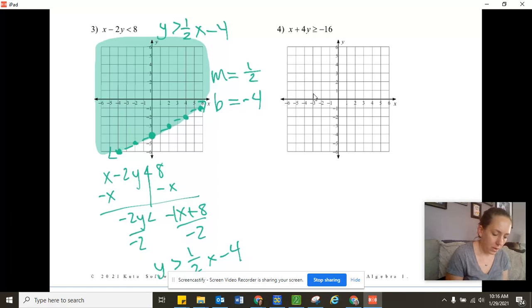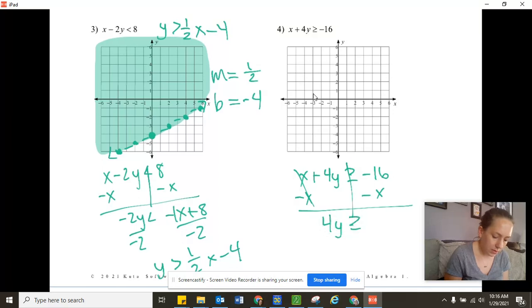Okay. So again, I need to solve this one. So x plus 4y is greater than or equal to negative 16. So I'm going to subtract x on both sides. And I will get 4y is greater than or equal to negative x minus 16. And then I have to divide everything by 4.